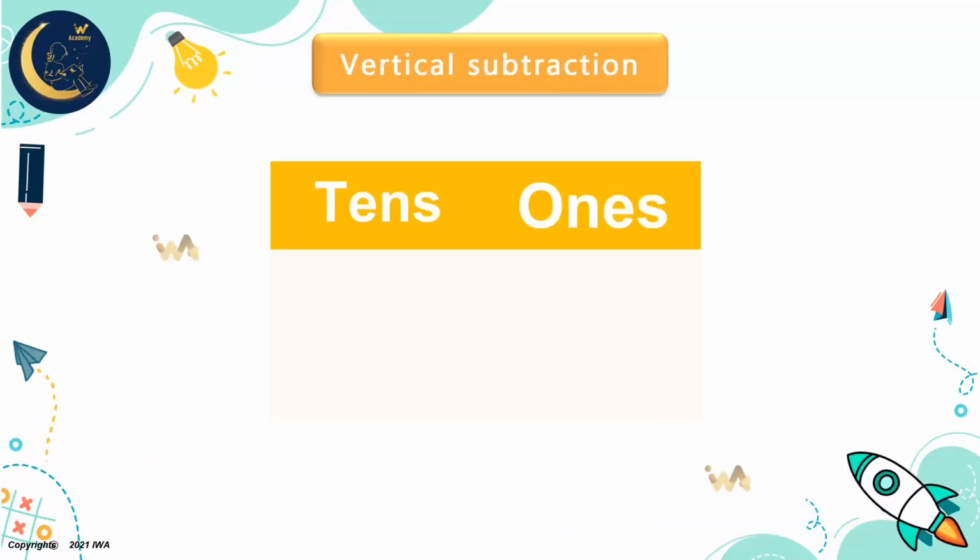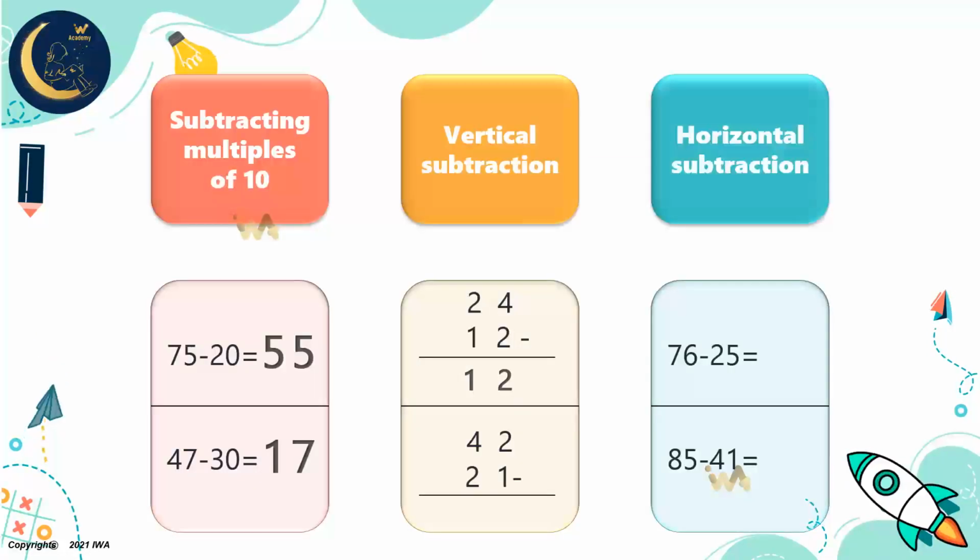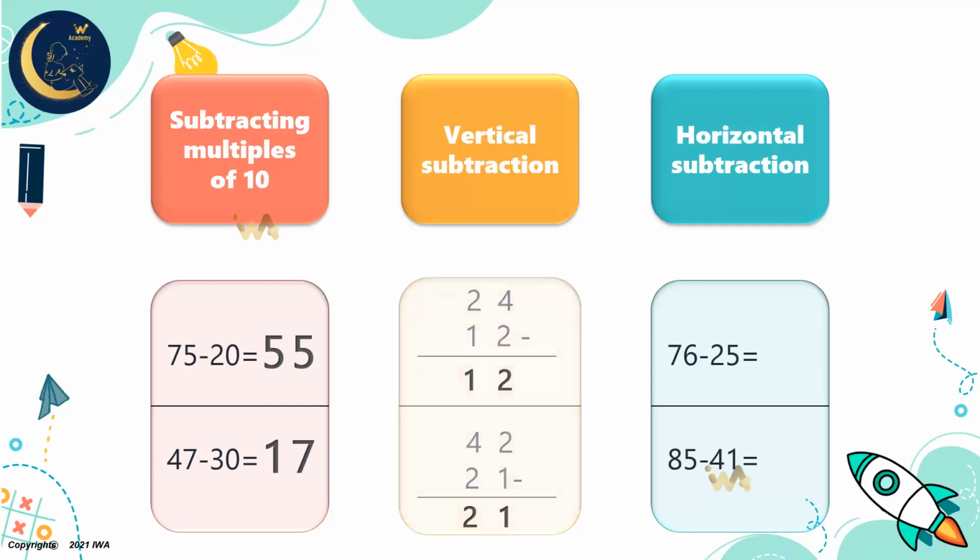Here we want to subtract 21 from 42 using the vertical method. We will subtract the numbers in the ones place and then subtract the numbers in the tens place. Okay, let's start with the ones place. 2 minus 1 equals 1. Well done. Now, we will subtract the tens place. 4 minus 2 equals 2. Good job. So the result of the subtraction is 21. Let's put the difference 21 in this part.